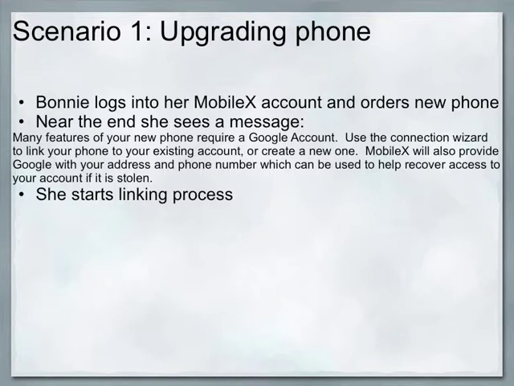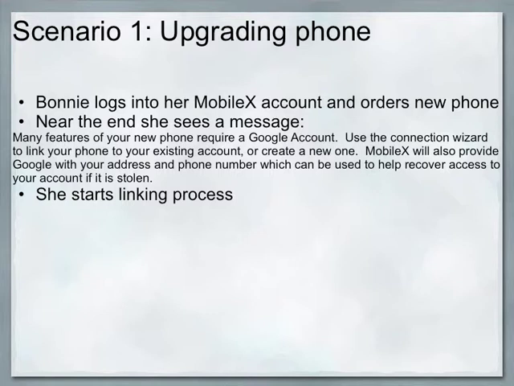She goes to her carrier, Mobile X, picks her new phone, goes through the ordering process, but somewhere near the end she sees a promotion that, hey, if she'll just link her Mobile X account to her Google account, she'll get a much better experience. When she turns on her phone, it'll immediately know who she is. And Mobile X will help associate a verified street address with her account, help her recover her account if there's problems, etc.